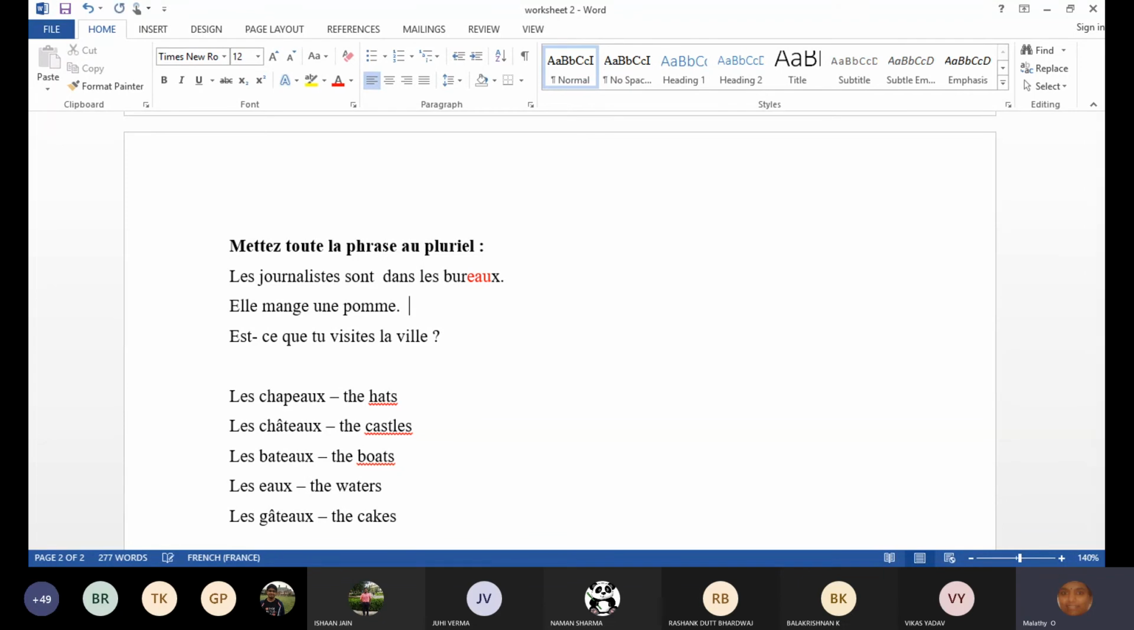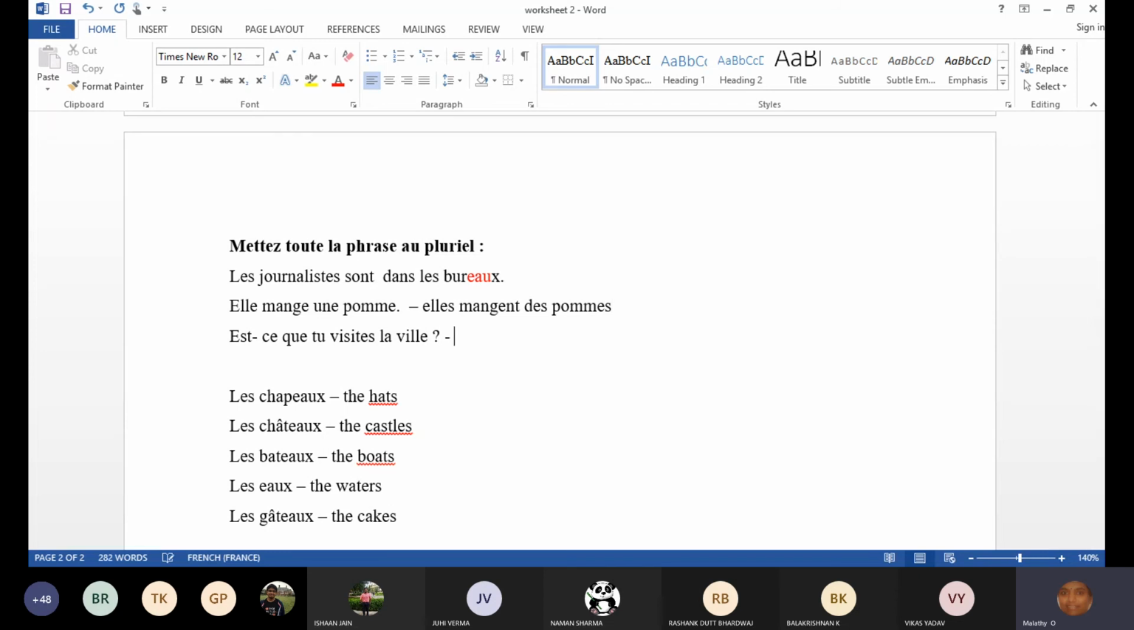Okay, let's try to put this sentence into the plural form. What is the plural of elle? Elle becomes elles in the plural, right? And the verb, what would be the ending? ENT. And the plural of un is des. Apples, that's all.